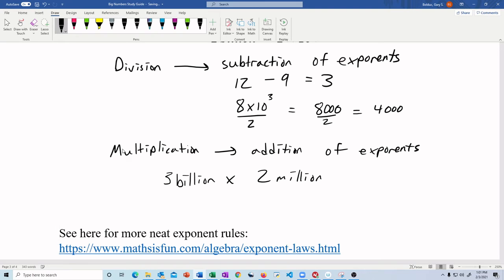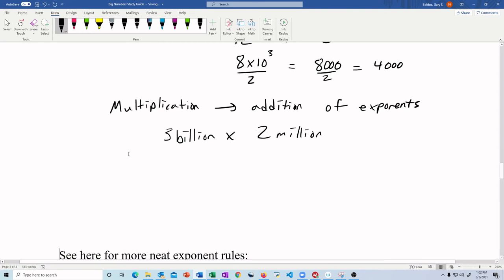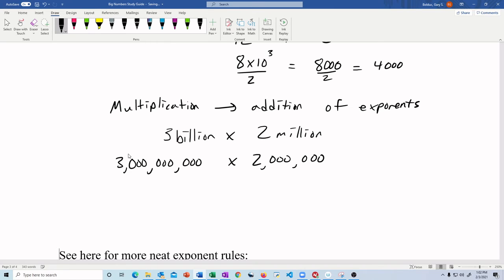Okay, so if you wanted to do this in standard form, you would do 3, 1, 2, 3, 1, 2, 3, 1, 2, 3. Did I do it right? Hundreds, thousands, millions, billions. Got it. Times 1, 2, 3, 1, 2, 3. Look at that. I don't want to multiply those. Look at all those zeros. What do I even do?